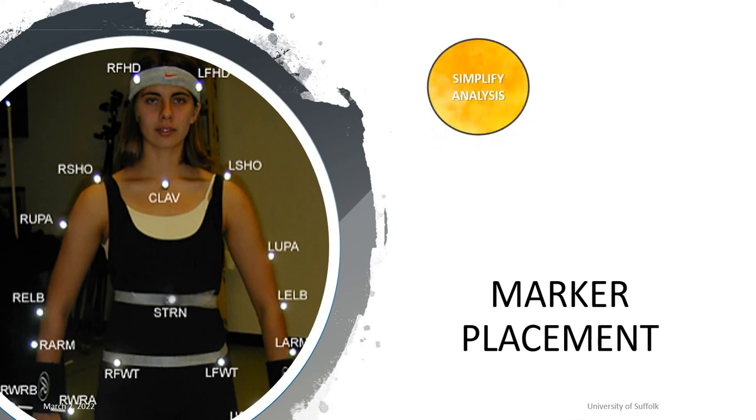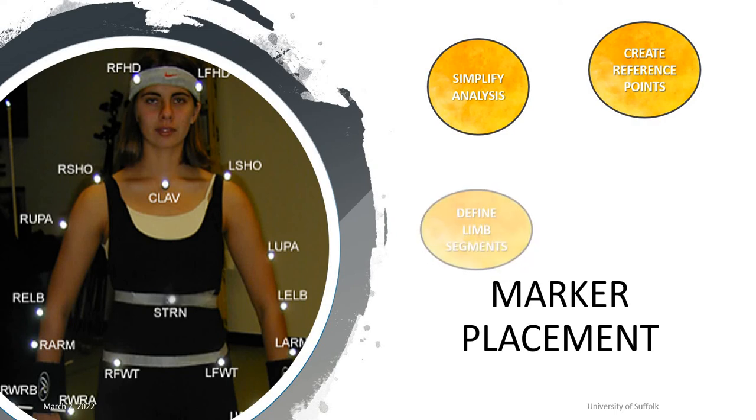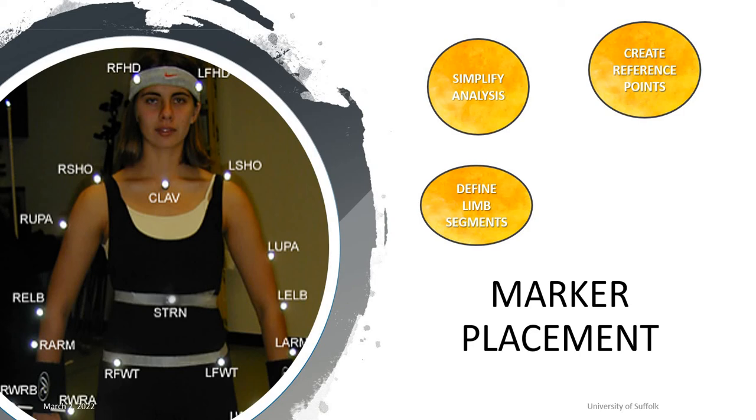Anyway, using markers, the retroreflective markers, simplifies our analysis. It allows us to create reference points about which our movements occur. We're able to define limb segments, and we can define our axes of rotation. All of this really allows us to get a more detailed and more valid analysis.